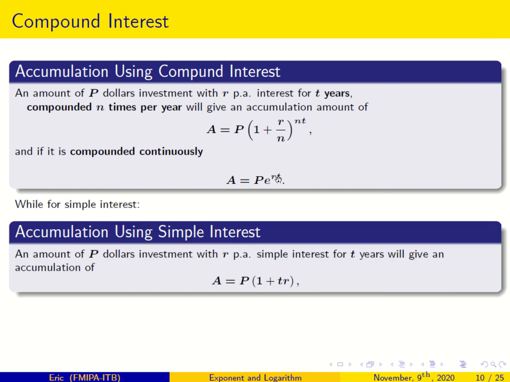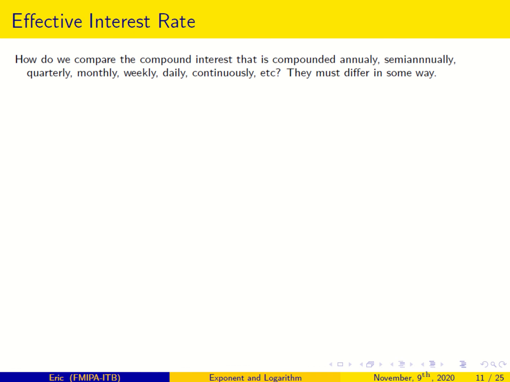Okay. And for simple interest, the accumulation is P times (1 plus the years times the interest rate in a year). Okay, yeah. Don't forget when we are talking about simple interest, the interest is just from the principal, and not from the interest previously. Okay, and I have the effective interest rate. How do I compare compound interest rate that is compounded annually, semi-annually, quarterly, monthly, weekly, daily, continuously? They must differ in some way, although they have maybe 12% PA.